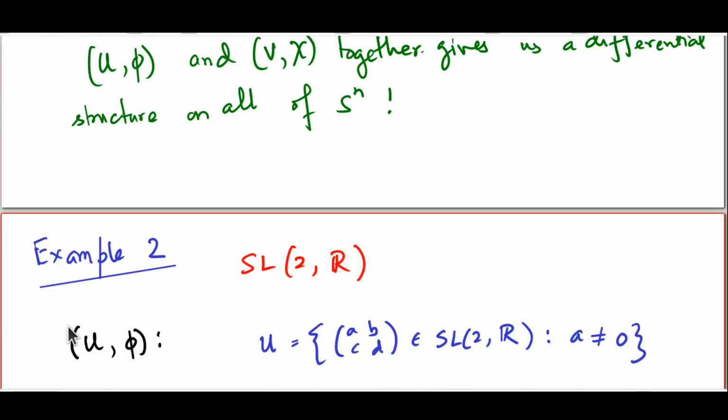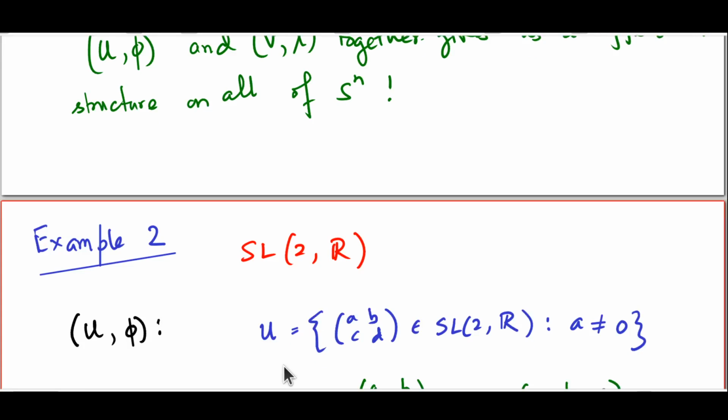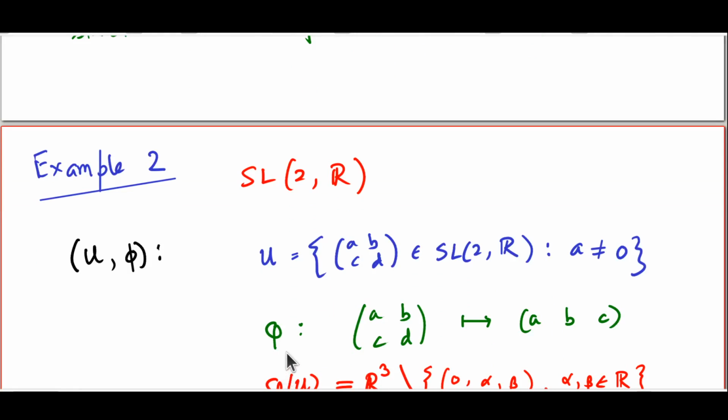One of these was a chart where you consider U to be the set of all SL2R matrices A, B, C, D with the condition that A is not equal to 0. And what the chart does is that it maps, using phi, a matrix A, B, C, D to the triplet A, B, C. Since A is not 0, you can figure out what D is from the condition that all these matrices must obey. Namely, the determinant is 1 and therefore AD minus BC equals 1.